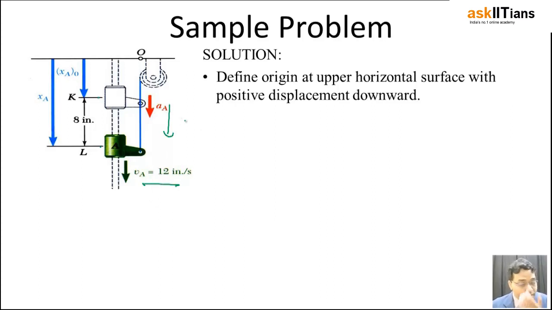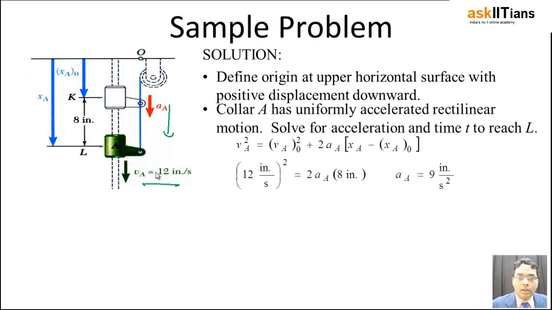So if we define the origin at the upper horizontal surface, at any point here, the origin is going to be the starting point. Taking it further, you will say that the collar A has uniformly accelerated rectilinear motion. It's going to be going down under some acceleration, so we need to figure out how much that is.